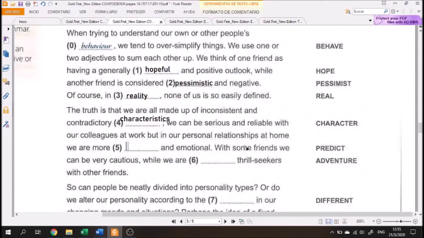"And" has to join two things that are the same, because if they are different, we use "but", we use a contradictory. In this case, they have to be the same polarity. So if you are emotional, are you predictable or unpredictable? Unpredictable. Unpredictable and emotional.